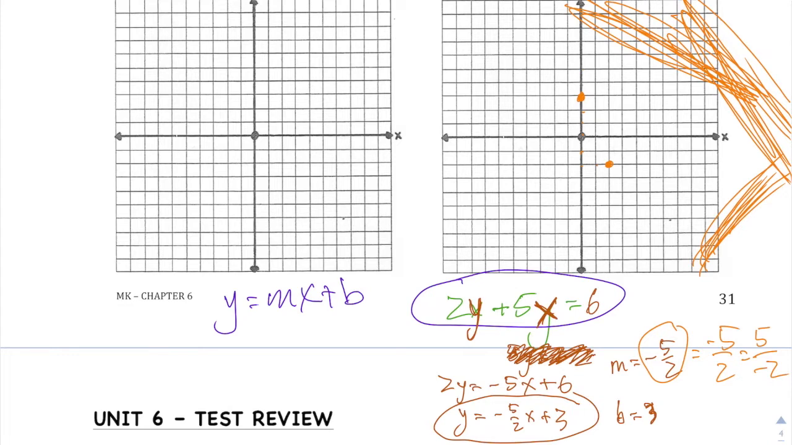Or we go up 5. 1, 2, 3, 4, 5, and to the left 2. Okay, because it's positive 5 over negative 2. And there you go. That's how we graph this line.